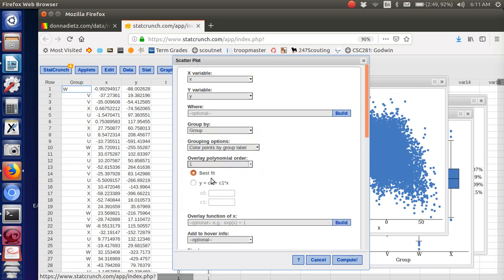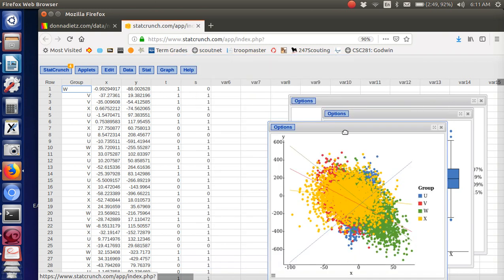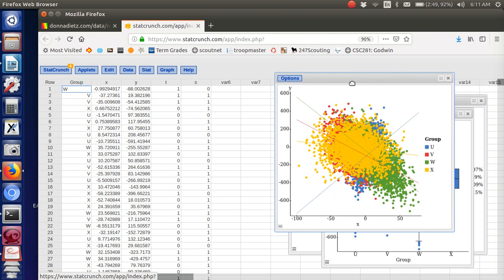order 1. That's just a line of best fit. You could have overlaid a line of best fit before, but for StatCrunch, when you ask it to split the data like that, then it will overlay a single line of best fit for each group. And remember, we discussed that exactly one of our groups had a negative correlation and the other 3 groups had a positive correlation. So we get this scatter plot.